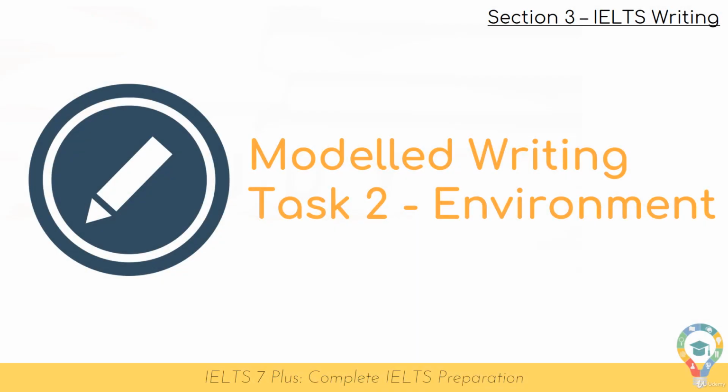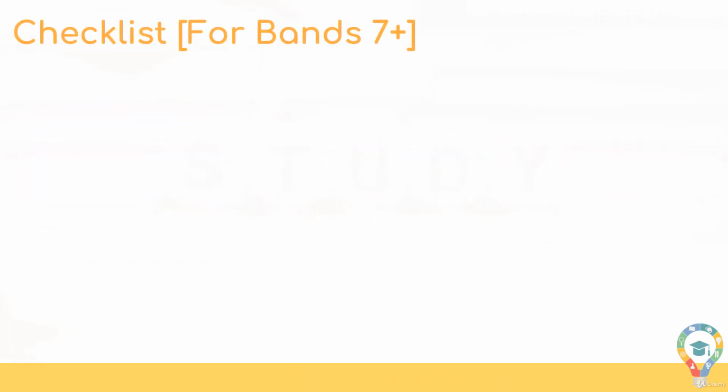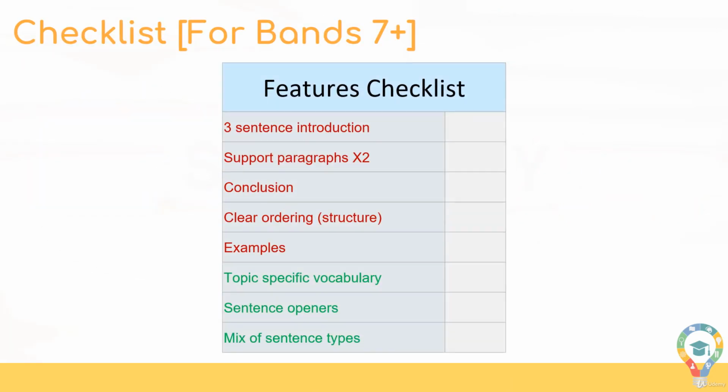Hello everyone, we're now going to move on to a modelled writing lesson, which is our first model write for a Task 2 topic, and today it will be on the common Task 2 topic of environment. Once again, I'll be showing you the writing process from the very start, receiving the question, all the way through to completing the essay. Before we take a look at the question, here is our features checklist.